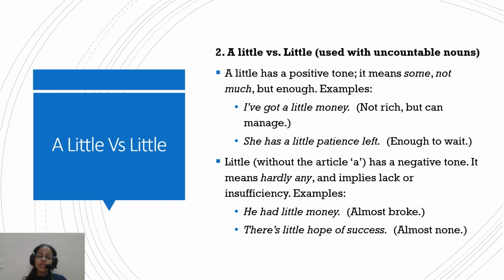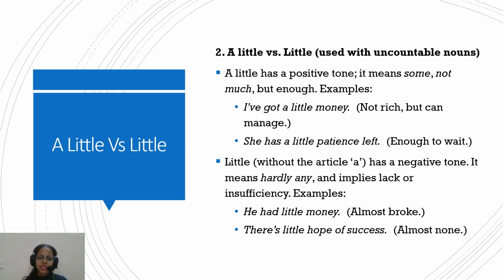Okay. A similar rule is followed by a little and little. So use little for uncountable nouns. A little has a positive tone. It means some, not much, but enough. So I've got a little money means I'm positively saying that while I do not have a lot, I've got a little and I can manage my finances with that. Okay, so I'm not rich, but I can manage.